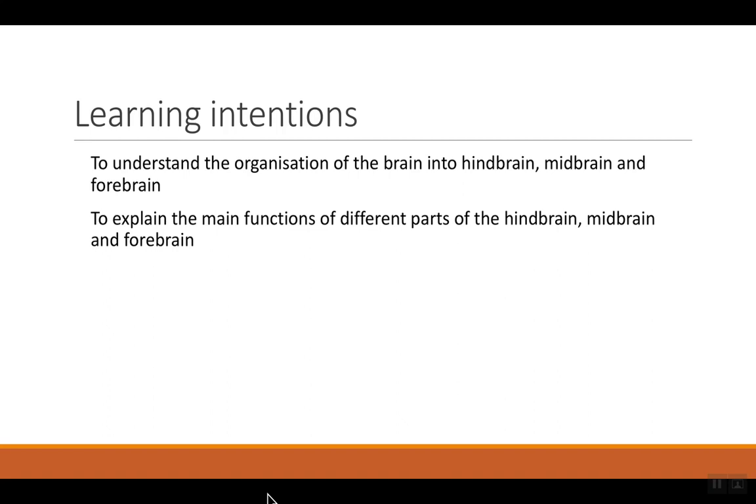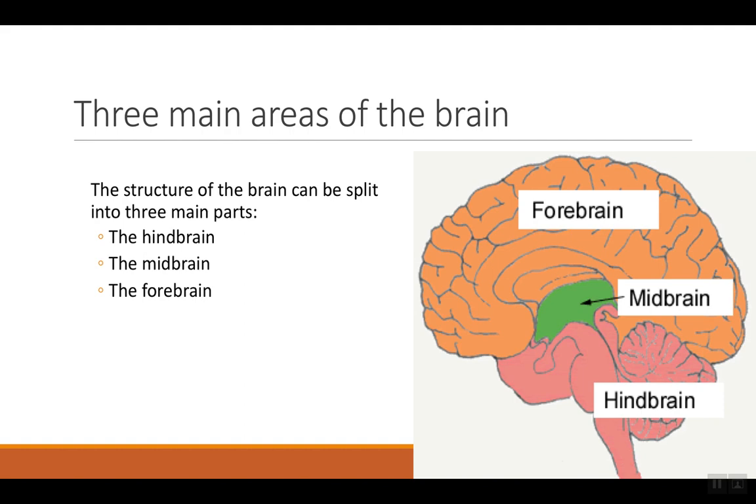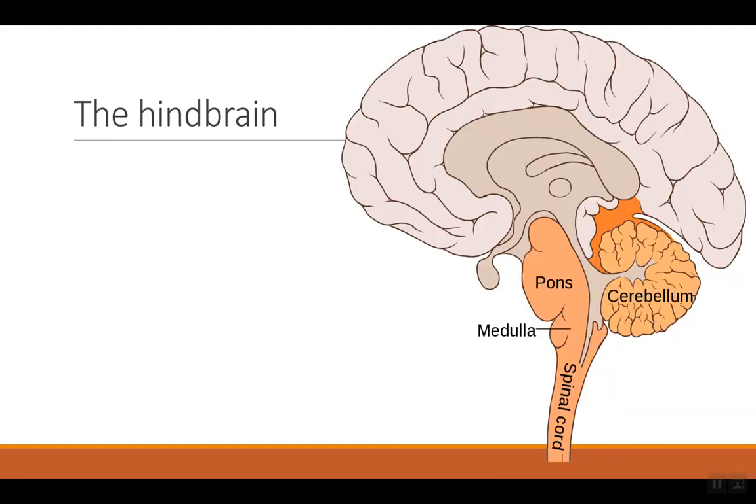Okay, so our next video, we're going to carry on looking at the brain. We're going to look in a little bit more detail at those three main parts, the hindbrain, the midbrain, and the forebrain, and look at the functions of them. So, remember from the last one, we can split it into these three parts, the forebrain being that biggest part, the orange, the midbrain being that central part, the green, and the hindbrain being the pink there. We'll look at the hindbrain first of all.